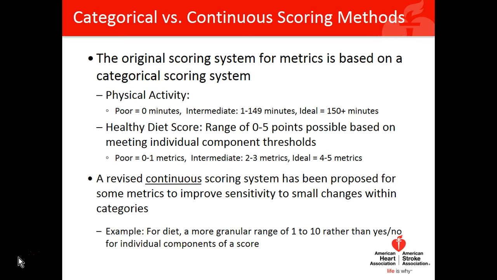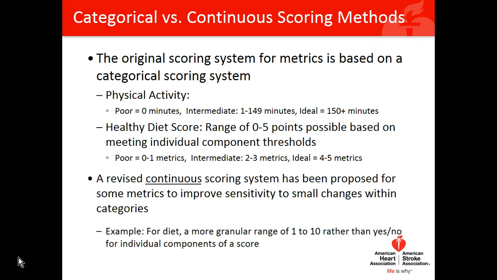For continuous measures, such as physical activity, this can be limited in assessing progress or change over time with an individual, considering that the poor category is 0 minutes of physical activity per week, intermediate spans from 1 minute all the way to 149 minutes of moderate or vigorous physical activity per week, and ideal is greater than 150 minutes per week. So an individual that reports 2 minutes of physical activity per week is categorized similarly to an individual that reports 148 minutes per week of physical activity.